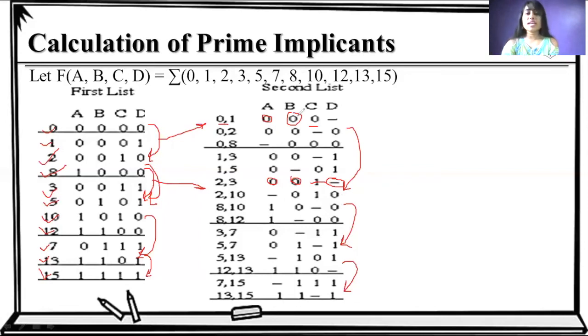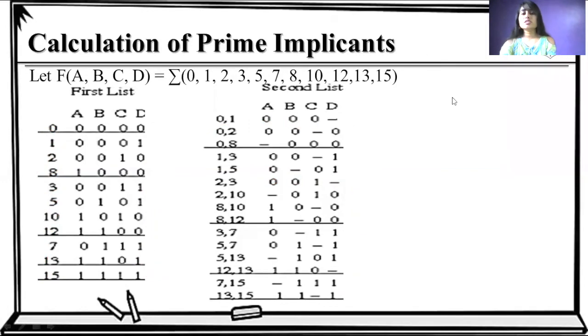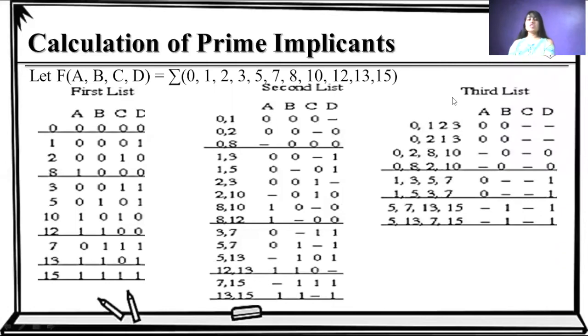So here we have again a third list, and this third list has again reduced literals. So in this term we have a smaller number of variables. So this is how we can make a third list according to this successive group comparison, and by matching dash, 2 bits same and 1 bit difference, we have all these terms: 0 1 2 3, 0 2 1 3.